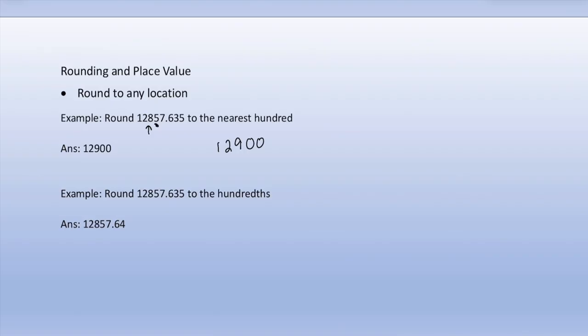So that's 12,900. See how we say the word 100 at the end. But hundredths is here. 100 has 2 zeros, so it's 2 places after the decimal point, hundredths. And that 5 behind 3 means 3 needs to become 4. So that's why we get 12,857.64 hundredths. So if you said the word correctly using what you learned back when you were younger, you would say hundredths. We don't always say it correctly, but that's 64 hundredths. Okay.